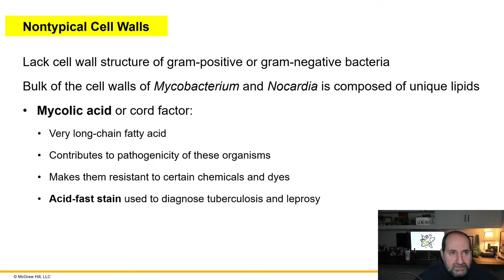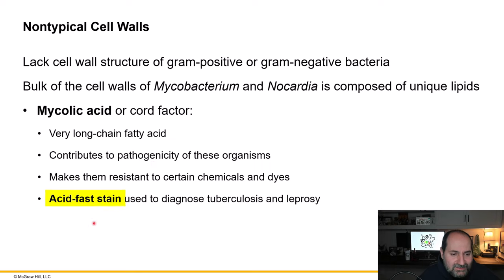Now again, most bacteria have either a gram-positive cell wall architecture or a gram-negative cell wall architecture, but there are some non-typical cell walls. So for instance, there are bacterium that lack cell wall structure, and those are the pleomorphic bacterium. And then there are bacterium that have these mycolic acids in the cell wall. Mycolic acids, also known as cord factor, are waxy structures in the cell wall of the cell. This is a very long chain fatty acid, which is what makes the mycolic acids waxy. It contributes to the pathogenicity of these organisms. They tend to be disease-causing.